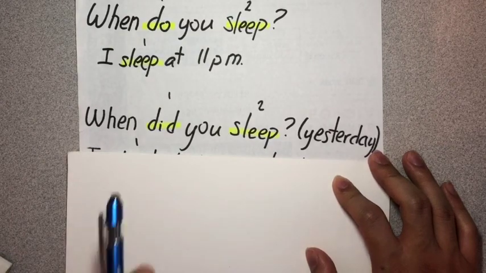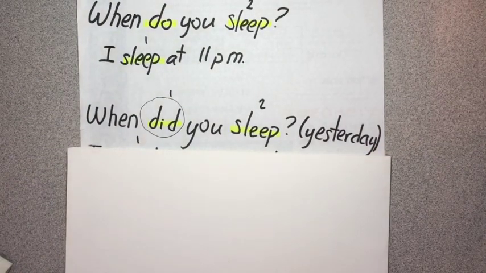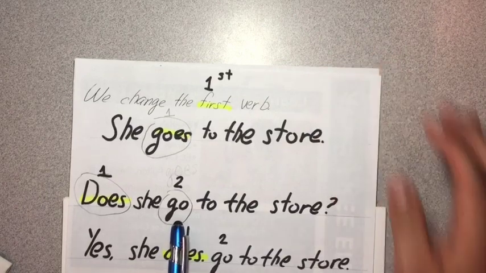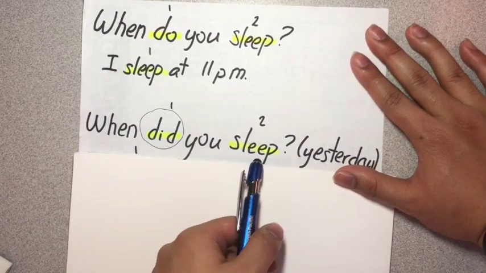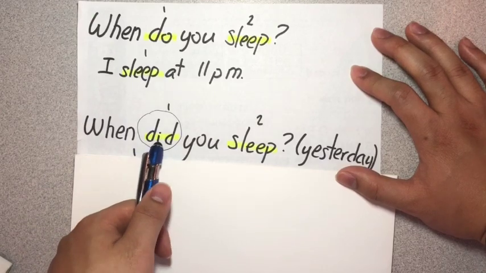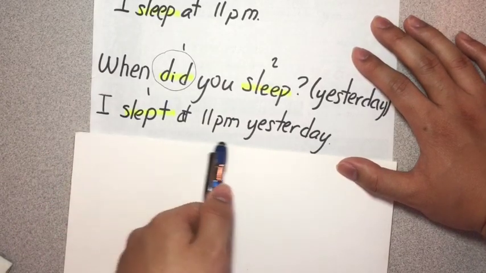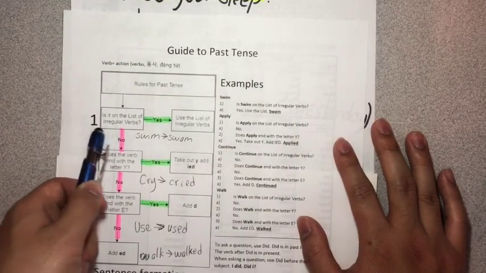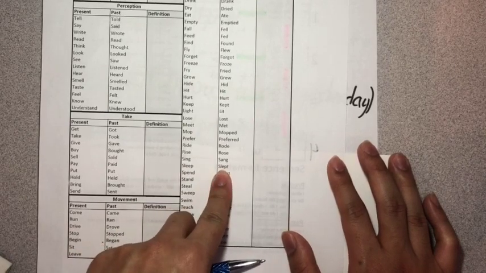When did you sleep yesterday? Did is in the past tense. Sleep is in the present tense. Just like on this paper, we changed the first verb, but the second verb we do not change. When did you sleep? Sleep is in present because the first verb is already in past. So the answer to that question is I slept at 11 p.m. yesterday. The past tense of sleep is rule number 1. It is irregular. You can find sleep on this paper. Let's see. Sleep. Present is sleep. Past is slept.